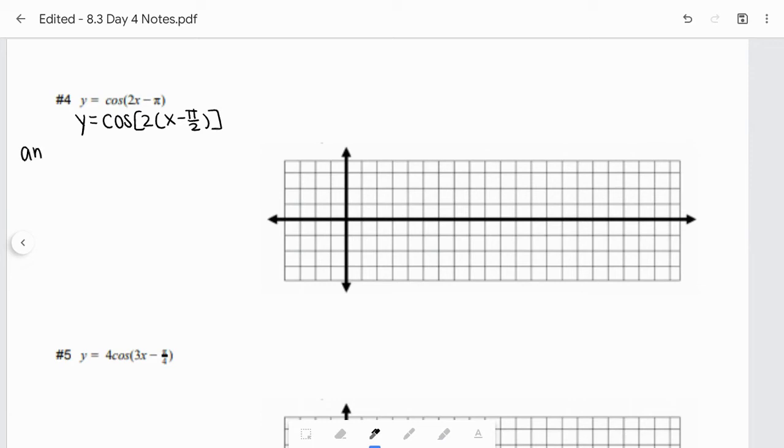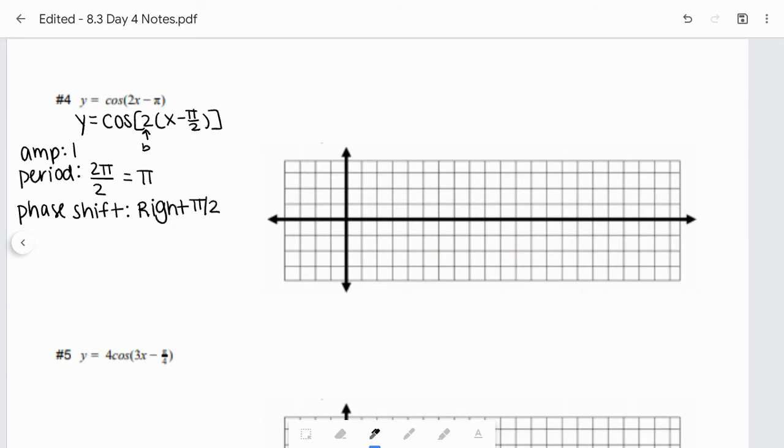So my amplitude is just 1. The period, that's 2 pi over b. So 2 pi over my b is 2. So my period is just going to be pi. Okay, then my phase shift, that's pi over 2. So since it's negative pi over 2, that means I'm going to the right. So right pi over 2. And I do not have any vertical changes, so I'm not going up or down.